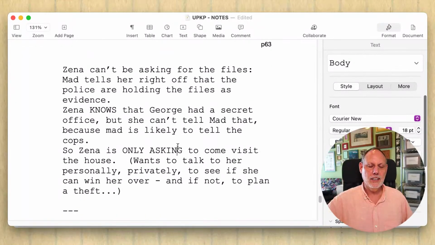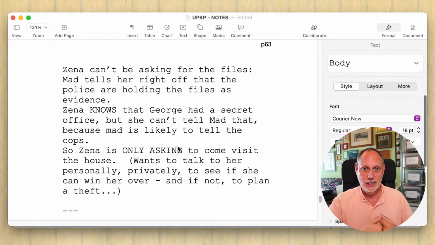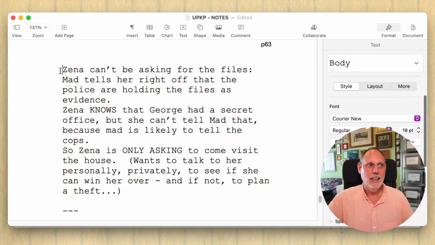I also came just to a logic point. It's just a small logic point, but it's important. The way we meet Xena is that she's coming in and she's asking for the files because that's her goal. Her goal is to take over the podcast, and to do that, she needs George's evidence. But we've now changed the story a bit in that the garage is being locked up by the police for evidence. It's sealed, which means Madeline can't give her those files.